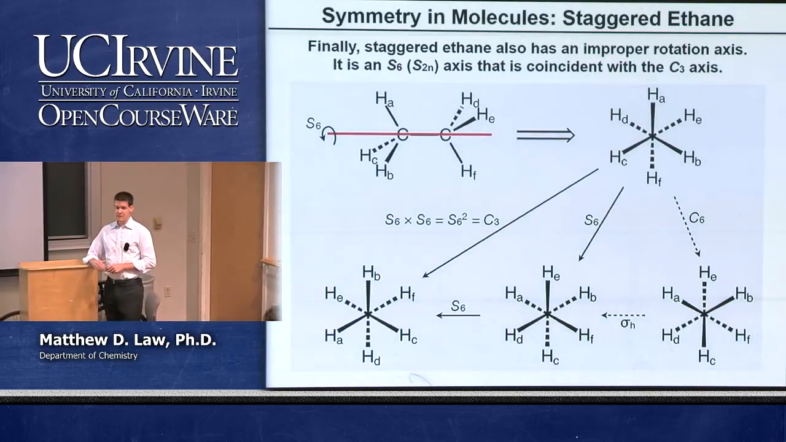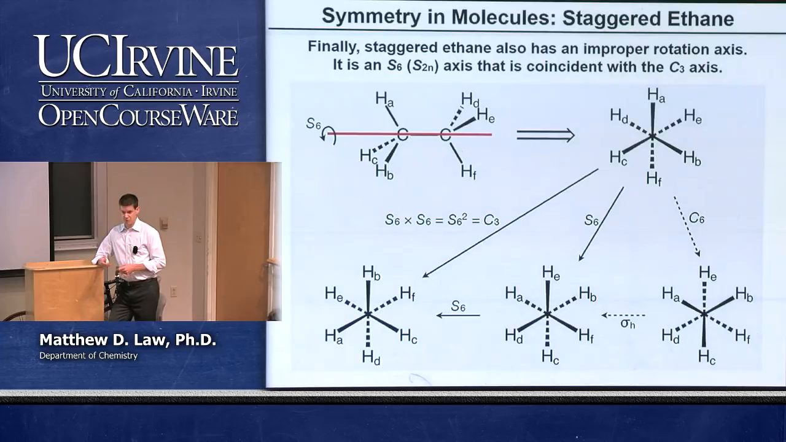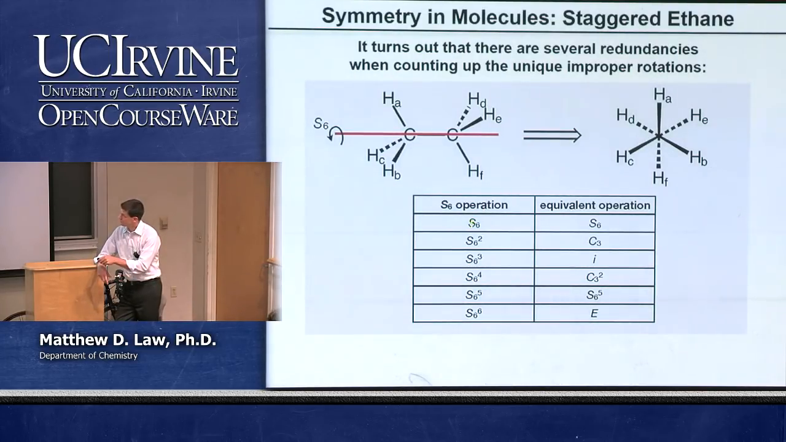And in fact, there aren't that many unique S6 operations that haven't already been described in other terminology. Here's all the possible ones, right? S6, 2, 3, 4, 5, 6 times. If you do it 7 times, it's the same as doing it 1 time. So we only have to account for 6 of them. Right? Well, an S6 by itself is unique. Okay? There's no other operation that we've previously described that will achieve that same operation, right? 60 degrees and then a reflection. But doing it twice is the same as C3.